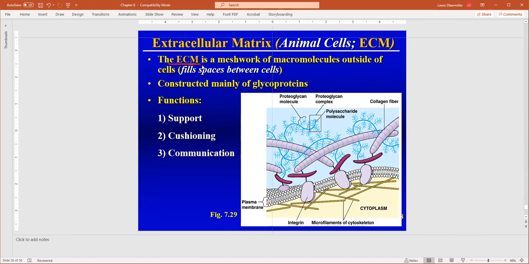The extracellular matrix is the area between cells. And remember, it has three functions: support, cushioning, and communication. It's made of glycoproteins. Remember, these are proteins with sugars attached to them. All right, so that covers chapter 6.